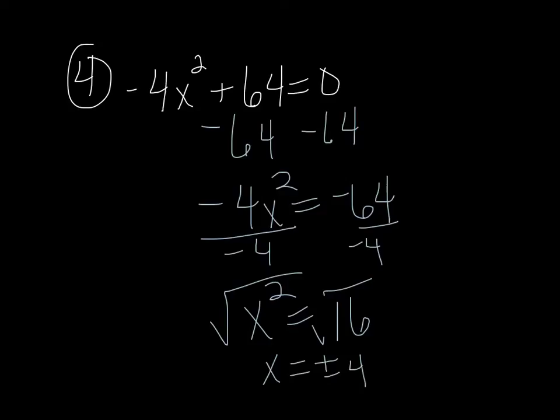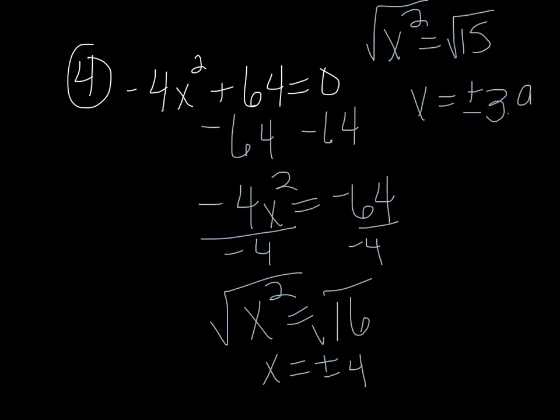Now sometimes you don't have a perfect square, so you might have x squared equals 15. When you take the square root of 15, 15 is not a perfect square, so you're just going to put it in your calculator, and you're going to get a decimal. It's still plus or minus, but in the calculator it says 3.872983346. We're just going to go plus or minus 3.9. We'll just round to the nearest tenth. So they're not always going to be perfect squares, and you can get decimals. Just use your calculator for that.